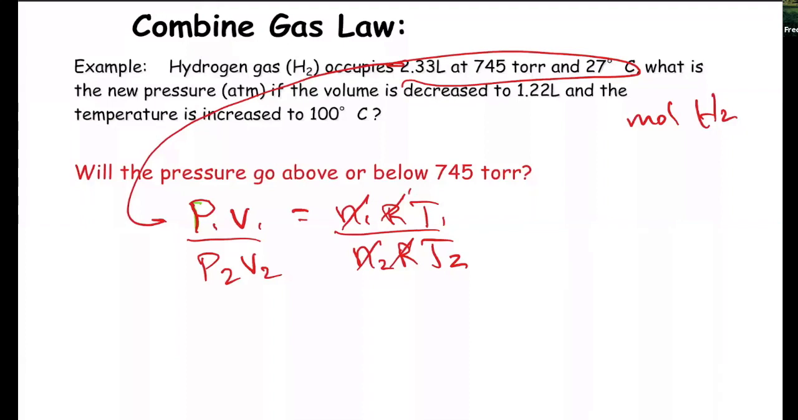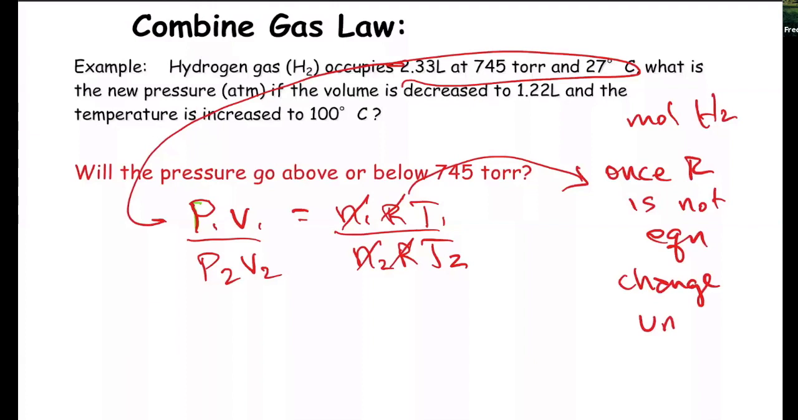Once R is not in the equation, then you can change your units for P and V. It doesn't have to be atmosphere, it doesn't have to be milliliters, but the units of the pressure under condition 1 have to be equal to the units of the pressure under condition 2. The volume under condition 1, the units, has to be equal to volume under condition 2. If you're using gallons in condition 1, then your units have to be gallons in condition 2. Because the only reason why you would use liters, atmosphere, mole, Kelvin is because R is in that equation.